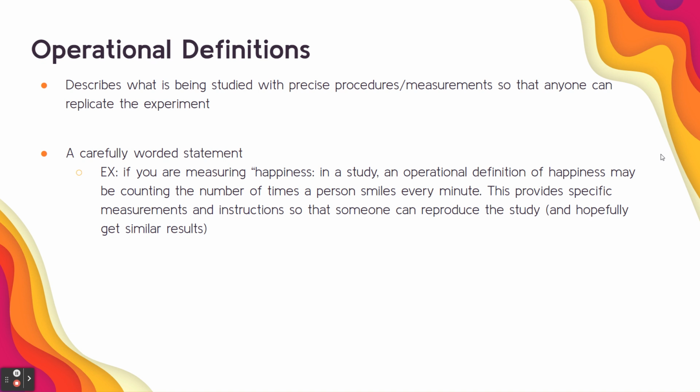So for example, if you're measuring happiness, an operational definition of happiness in a study may be counting the number of times a person smiles every minute. This provides specific measurements and instructions so that someone can reproduce the study and hopefully get similar results. Someone else could define happiness as something different. So you have to be very specific with how you're defining it so that someone else could replicate it.